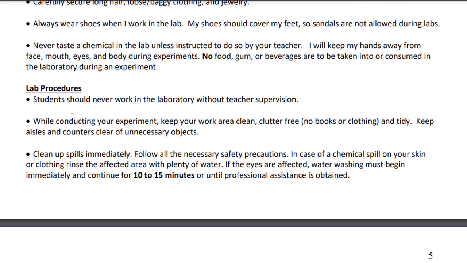Okay? Don't start without me around. That just makes sense. Have your teacher around when you're doing your lessons and doing your labs. When you're keeping your area clean, you are going to be able to do your lab a lot better. You're not going to be worried about spills or knocking things over. So you're just going to try to keep everything uncluttered.